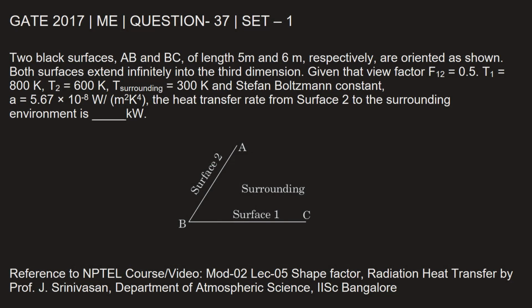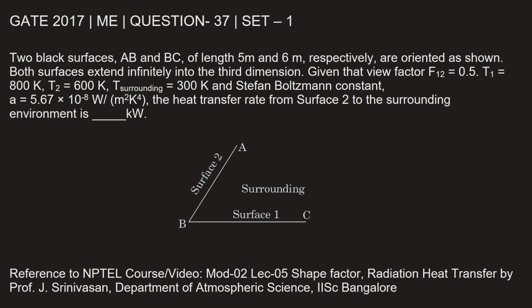This question is from the 2017 Mechanical Engineering paper, set 1, question number 37. Two black surfaces AB and BC of length 5 meter and 6 meter respectively are oriented as shown in the figure. Both surfaces extend infinitely into the third dimension.